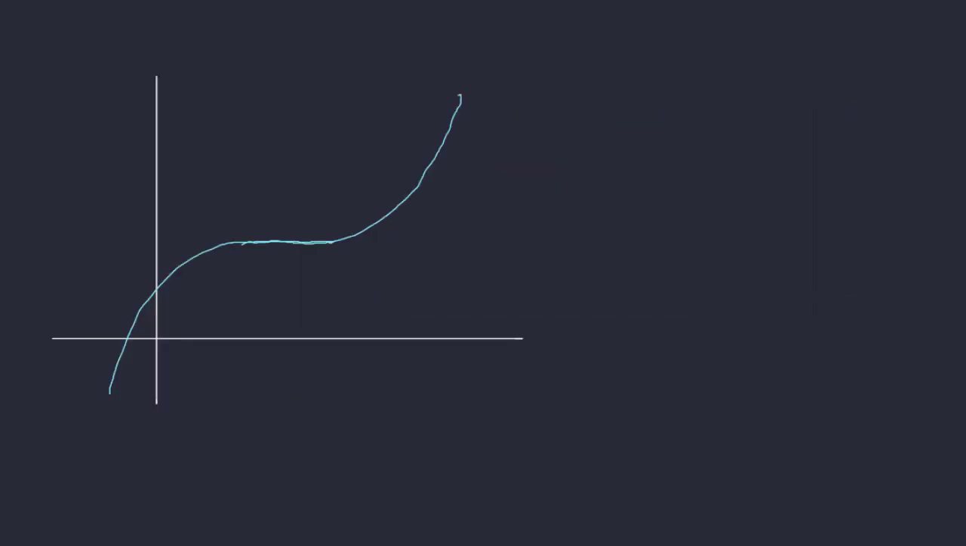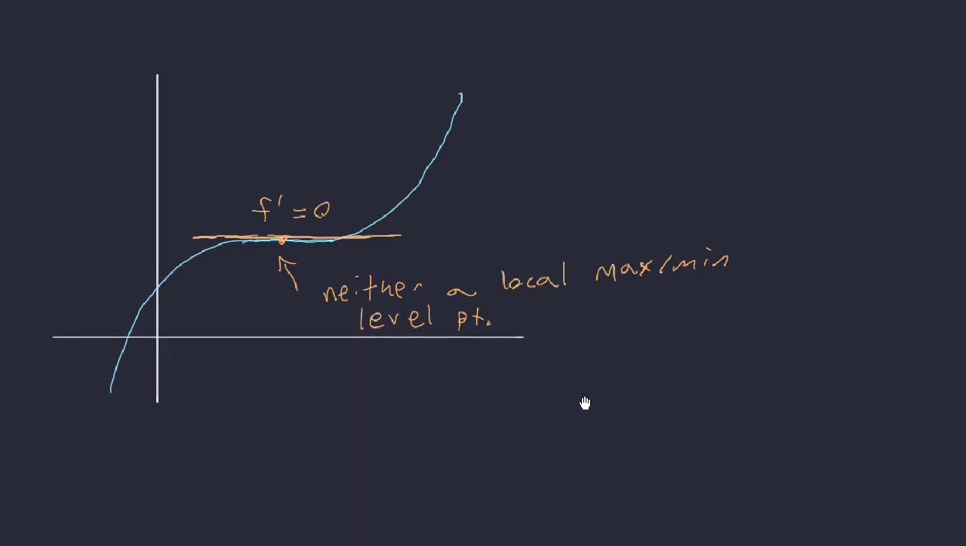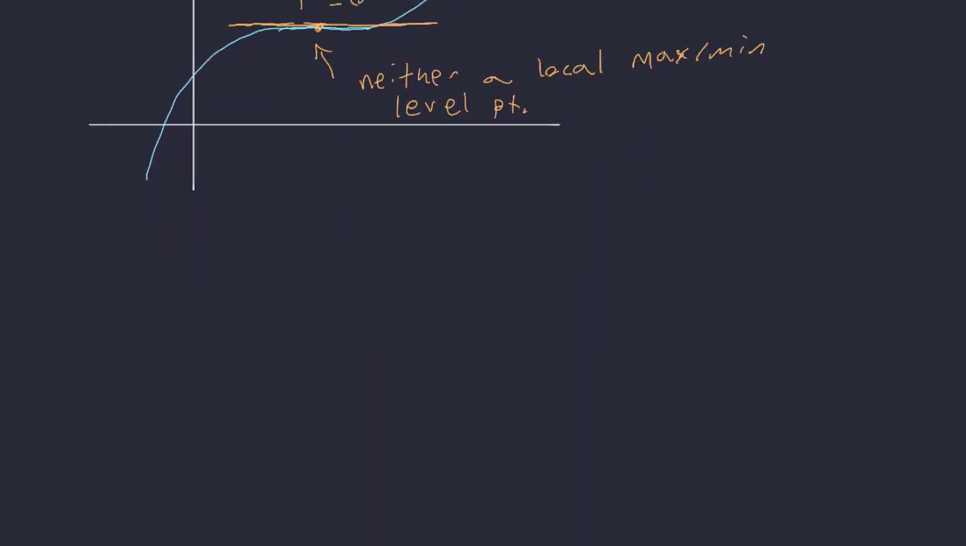Okay, some other possibilities. Here we have a place where the function just levels off, so this is neither a local max nor local min, but instead a point where the function levels off. It's still a place where f prime is equal to 0. Okay, another possibility is if we essentially just flip this around.